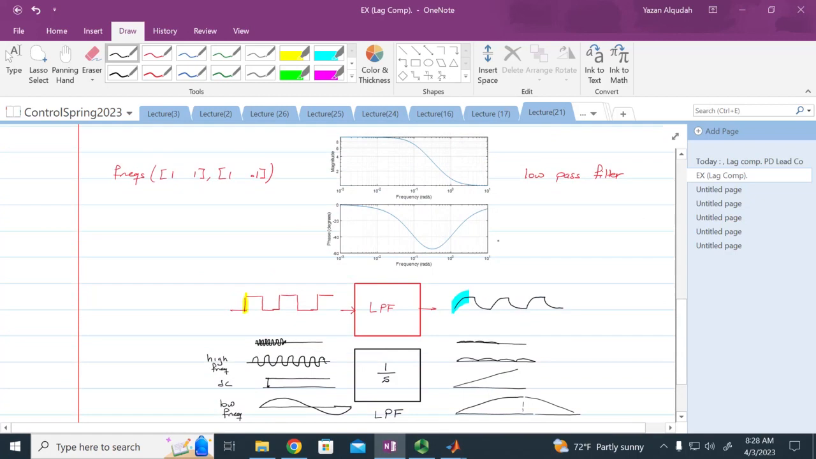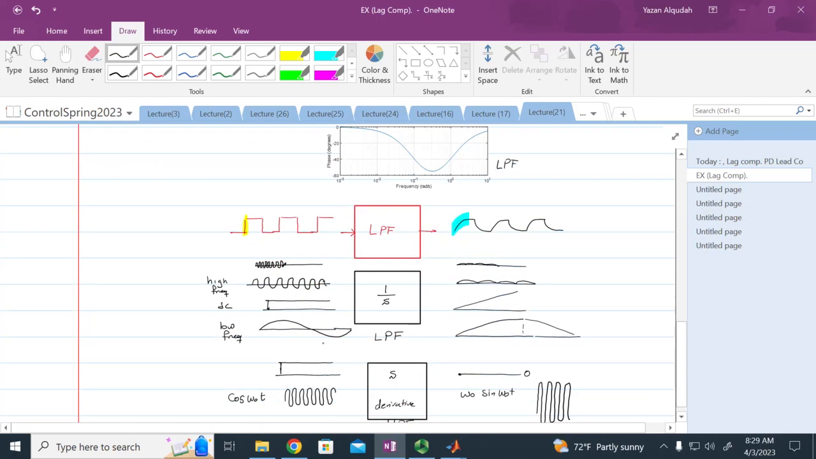Again, this is a low-pass filter, which is the lag compensator. Increasing the system type by 1 using an integrator is a low-pass filter, and it is consistent. Adding a low-pass filter will improve the steady-state error. Okay.